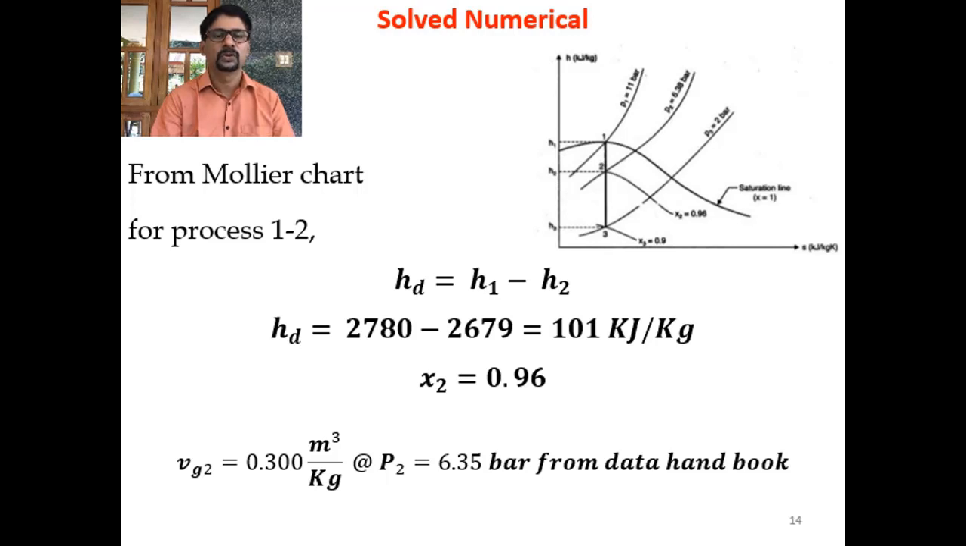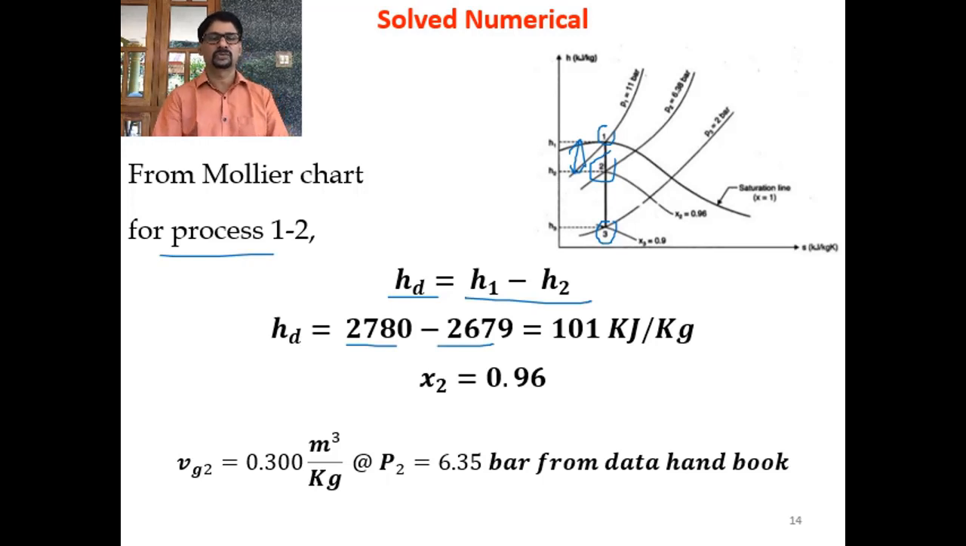Once you note down points 1, 2, 3 in your Mollier chart, you can use a pencil to put a dot at each point and erase it later. For the process 1 to 2, the enthalpy drop is h1 minus h2, the enthalpy difference for the process 1 to 2. h1 is 2780 and h2 is 2679.